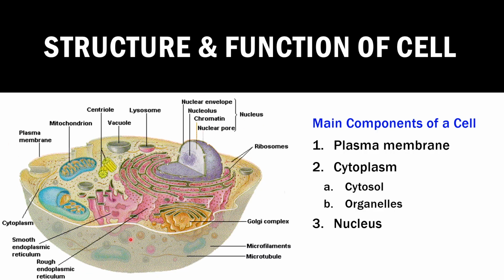If we look at the structure of the cell, how the cell is made up, you can see a cell is made up of mainly three components. Basically a human cell or animal cell is made up of a plasma membrane that is surrounding the cell, cytoplasm, which is composed of two main parts, and a nucleus.